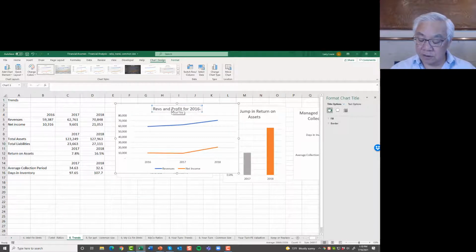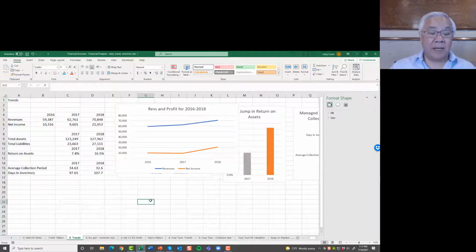and just put revs and profit for 2016 to 2018, and that would be the graph title, right? So pretty easy to do, and it helps the eye. It shows us that we're improving our revenues pretty steadily, and we've actually done an even steeper improvement in profit. That's a good news event.